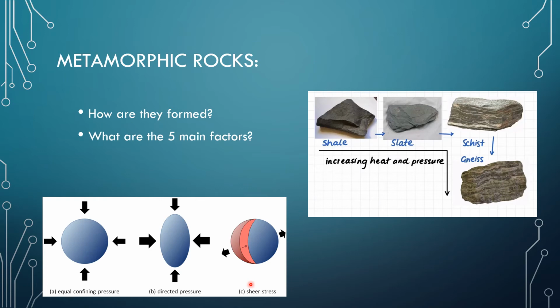The fourth is the types of fluids present, like water. This is also an important thing because water can increase the speed of metamorphism. And the fifth one is the amount of time available for metamorphism to take place. It's important that the process of metamorphism is completed for these rocks.